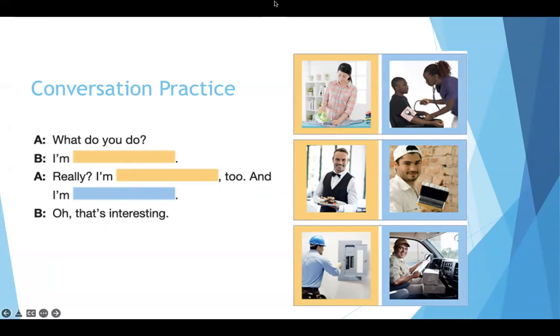So that was looking at the first 2 pictures. The 2 words we had were homemaker and nurse. And I'll read it one more time. What do you do? I'm a homemaker. Really? I'm a homemaker too. And I'm a nurse. Oh, that's interesting.